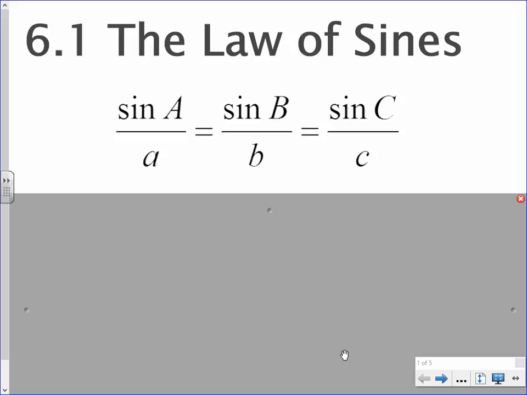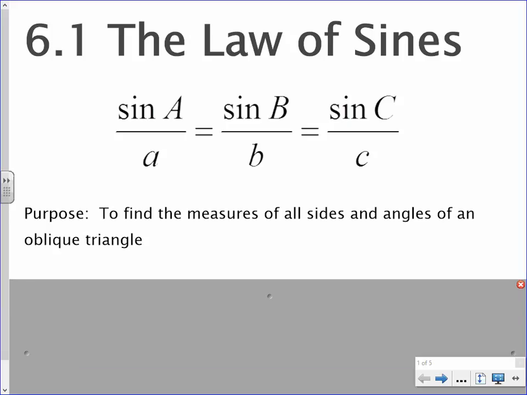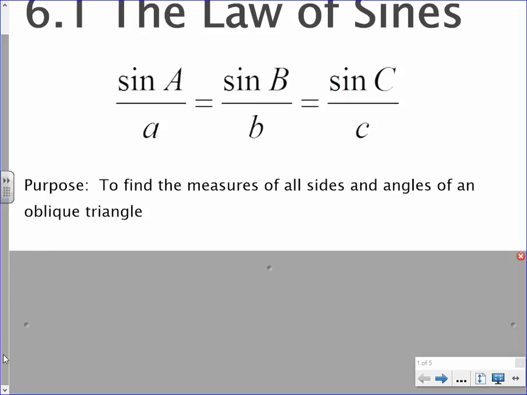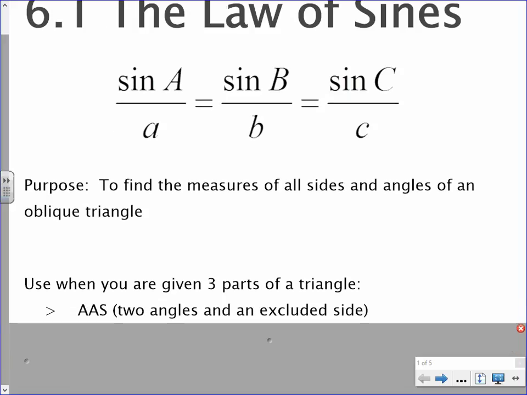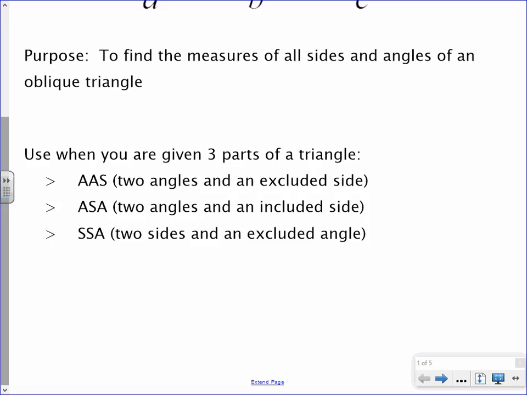Now, there's only specific times where we can actually use the law of sines. First of all, we need an oblique triangle. If it's right, we're going to use SOH CAH TOA, right? Second of all, we need three specific parts of the triangle.